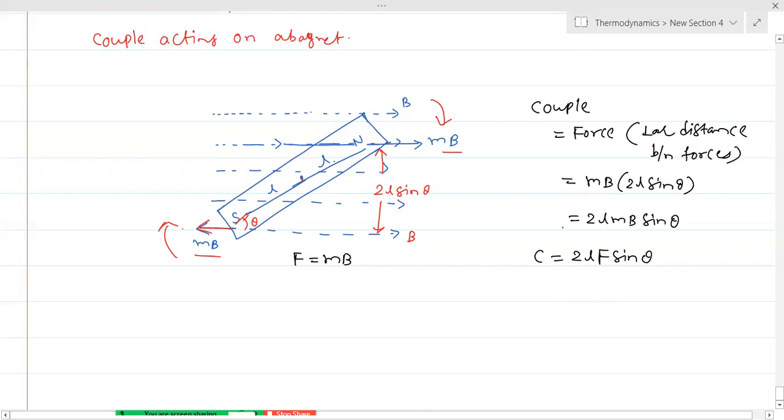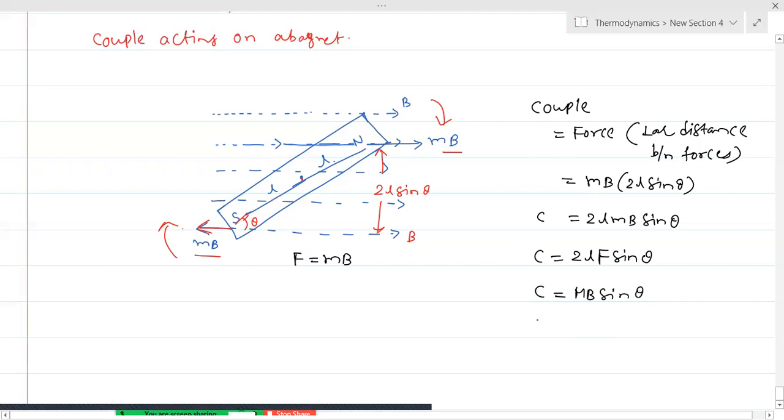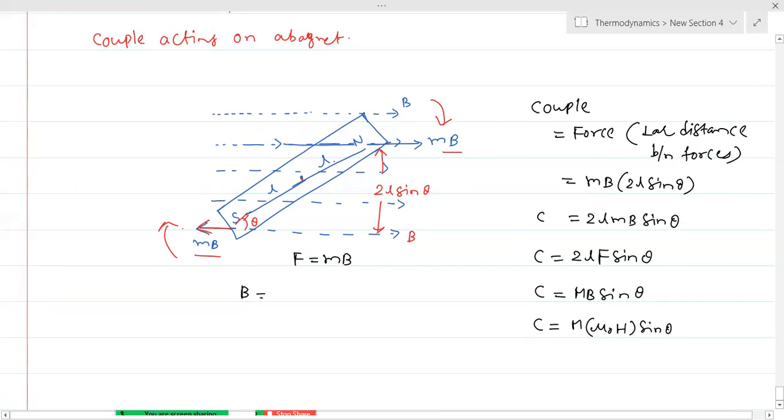So we have a number of models, and we are taking them one after the other. Here we take C equals MB sine theta. This is another formula. C equals M into, as we will learn next, mu naught H into sine theta. In the next discussion we are going to study that. So B is equivalent to mu naught H. This is a relation.